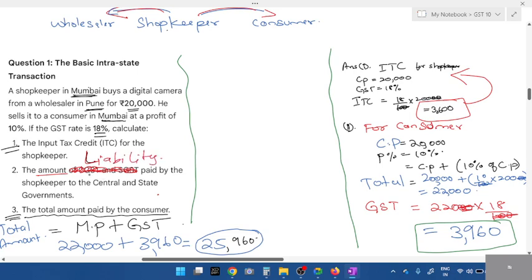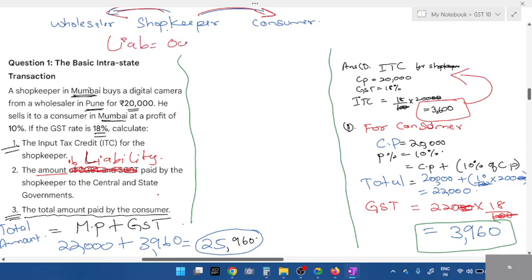See, just to confuse, they have asked CGST, SGST. I'll tell you later what the CGST and SGST is. Remember this question: the amount of liability paid by the shopkeeper to the central government. And I told you all, whoever lies in between, the wholesaler, in between shopkeeper and consumer, is the one who's going to pay liability, students. Now tell me the liability formula. What is the liability formula?